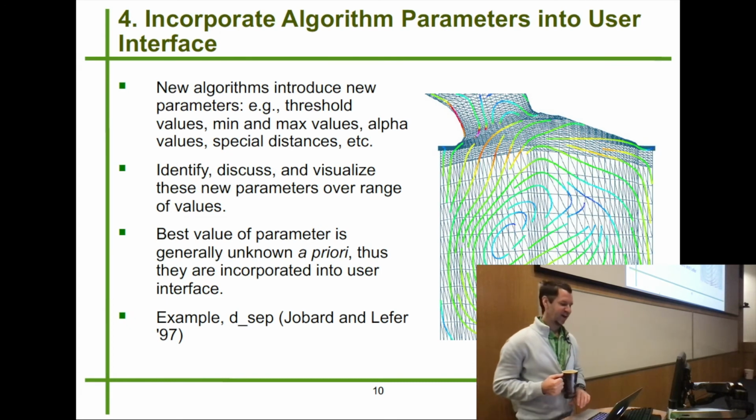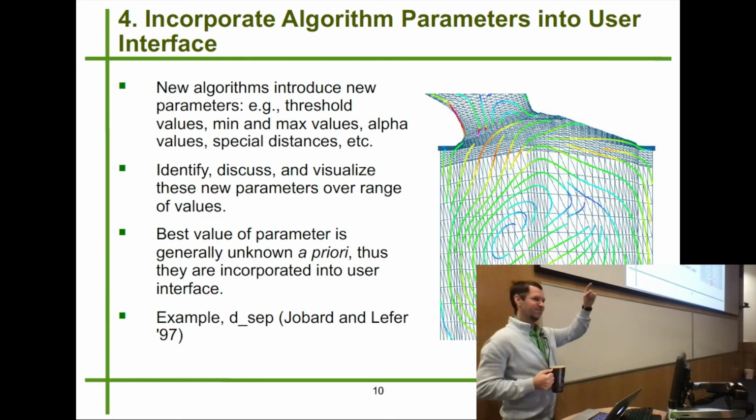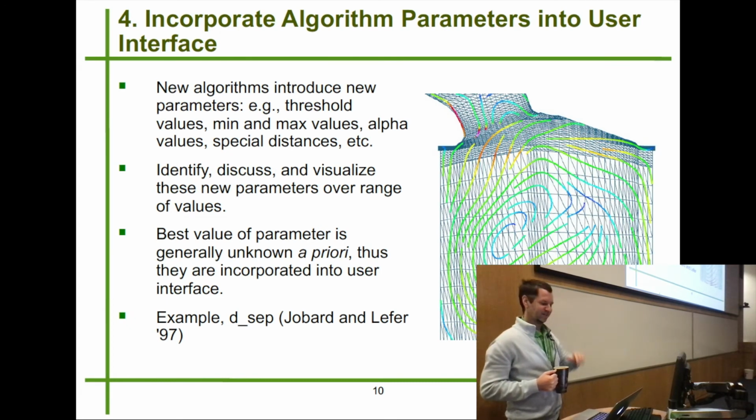This is skipping ahead into year 3 and 4 and 5 a little bit. Incorporate algorithm parameters into user interface. This is a great one. This is a really great one. I use these all the time, by the way. So new algorithms introduce new parameters like threshold values, min and max values, alpha values, special distances, for example. Identify, discuss, and visualize these new parameters over a range of values.